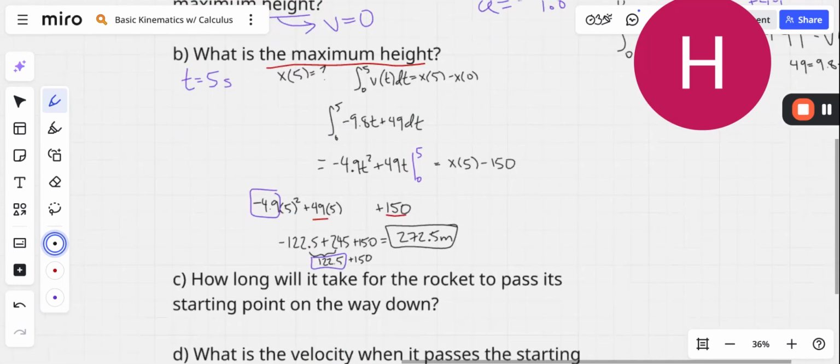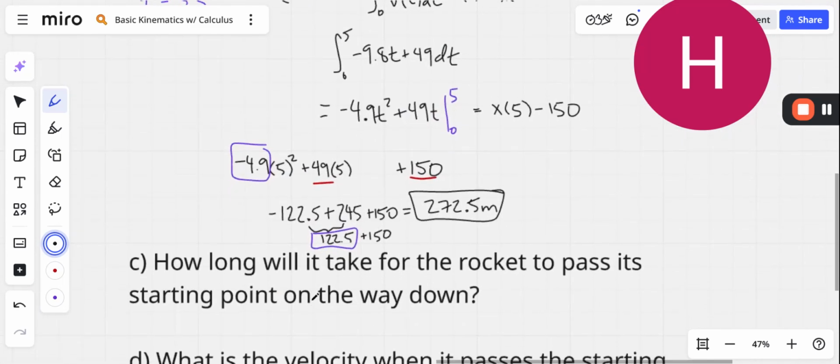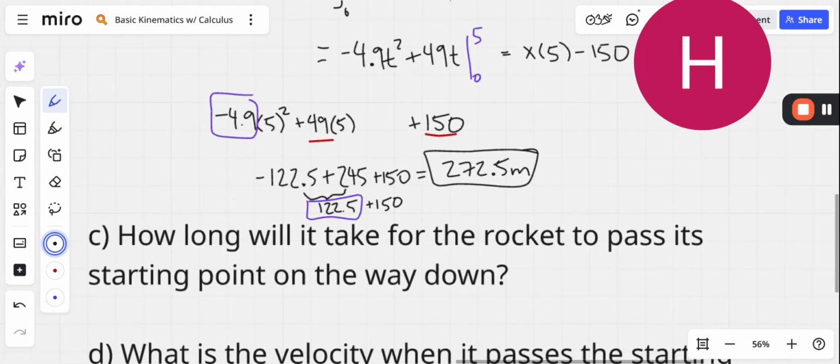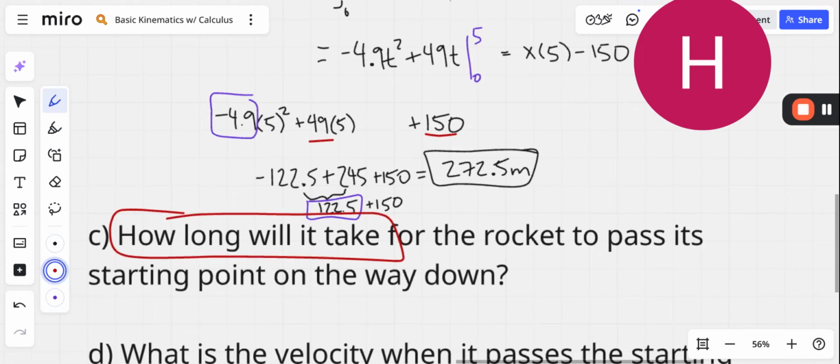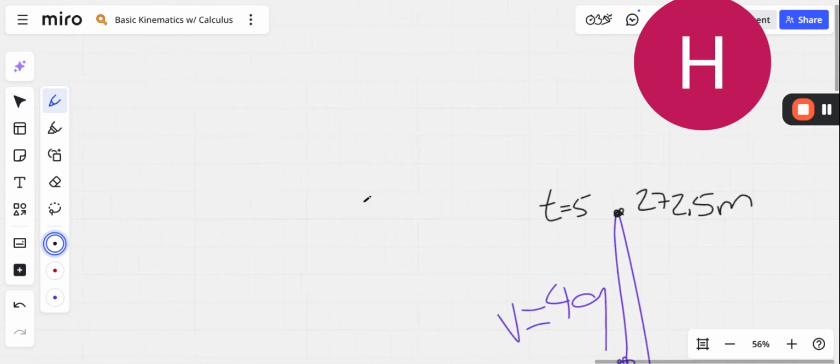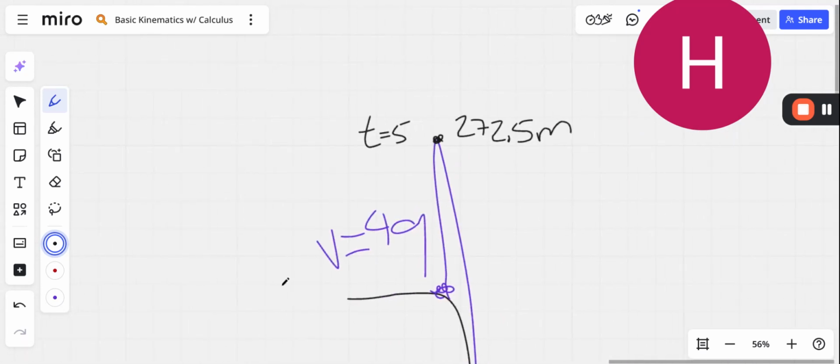let's continue. How long will it take for the rocket to pass its starting point on the way down? Again, how long will it take? But for this one, to pass its starting point, we're going to exploit the symmetry of a parabola and the symmetry of an equation such as this. How long will it take for it to pass the starting point? Let's mark that location. It's going to go up, and it's going to come back down. So this is back at the starting height.